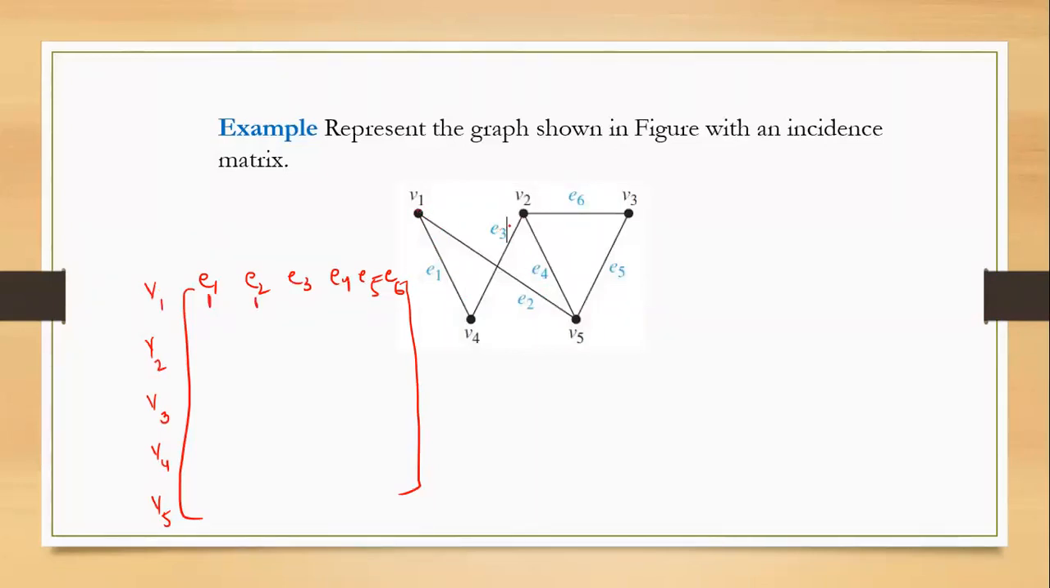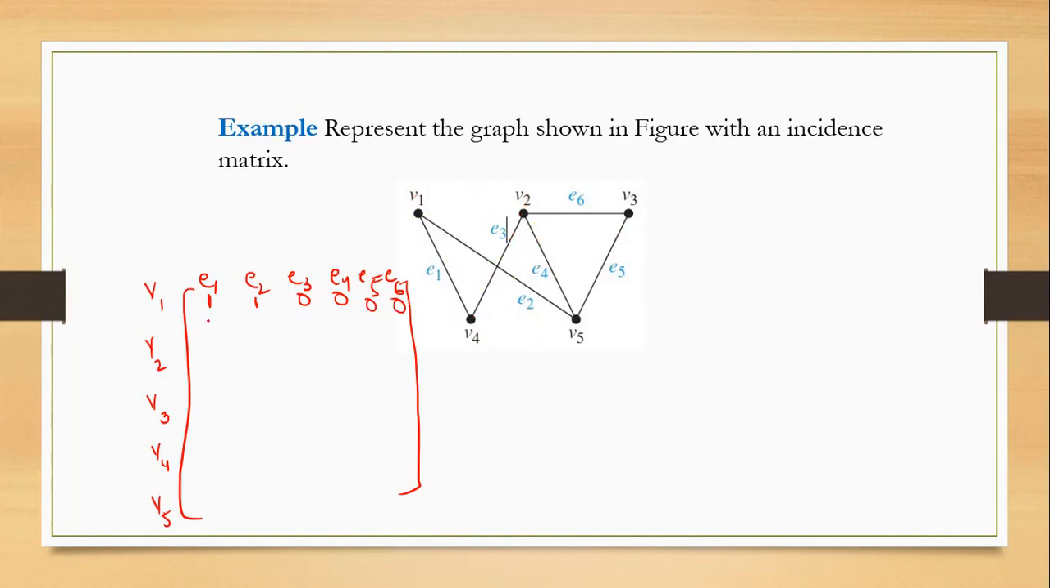V1 and E3. E3 is from V4 to V2. E3 is incident to V4 and V2, but not V1. So this will be 0. Next is E4. It is also not incident to V1, 0. E5 is over here, not incident to V1, 0. And E6 is also not incident to V1. So this will also be 0.